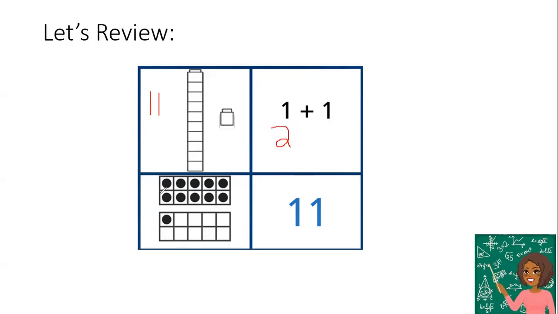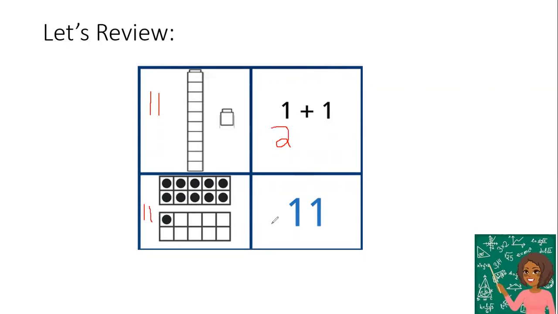Our third box has a 10 frame, and one 10 frame is already filled out. 1 full 10 frame equals 10, and you have 1 single more dot. 10 plus 1 is 11. Let's double check. 1, 2, 3, 4, 5, 6, 7, 8, 9, 10, 11. Thanks for counting with me.